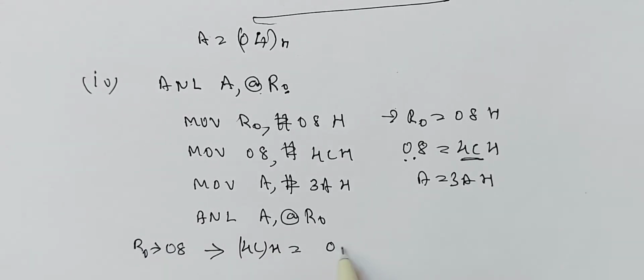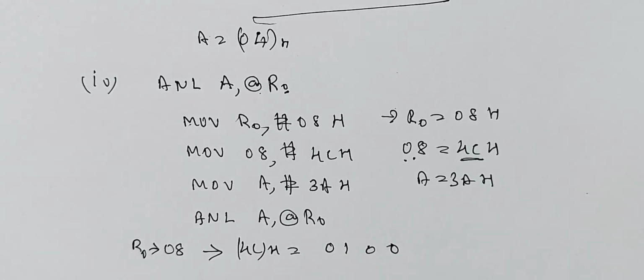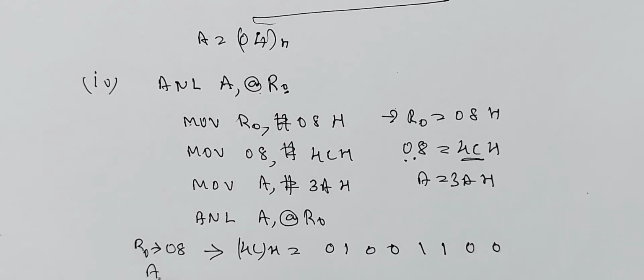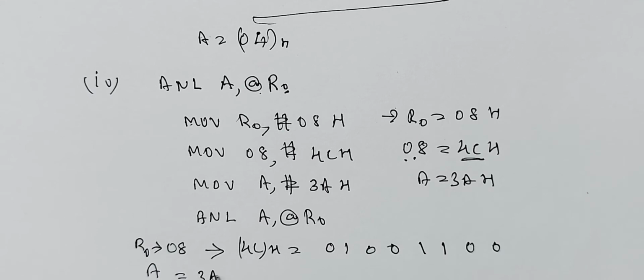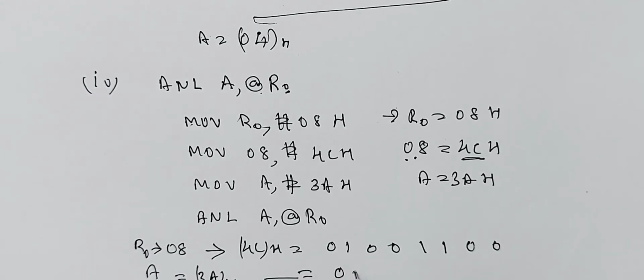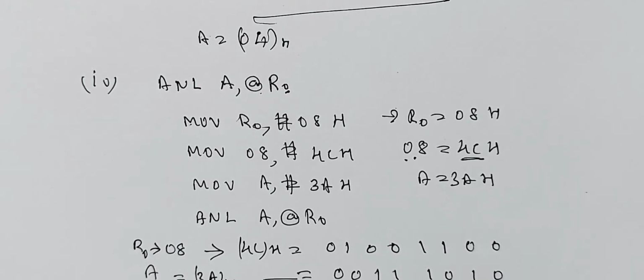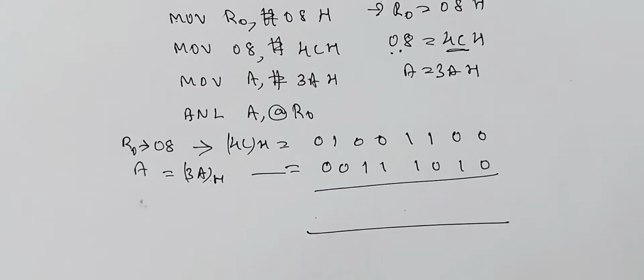4 means 0100. C: A is 10, B is 11, C is 12, that is 8 plus 4, so 1100. And the content of A is 3AH. 3 means 0011, A means 10, so 1010. These two are in AND operation.